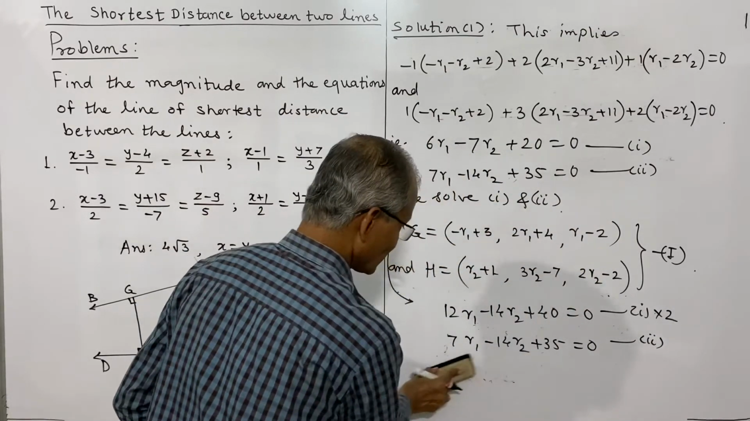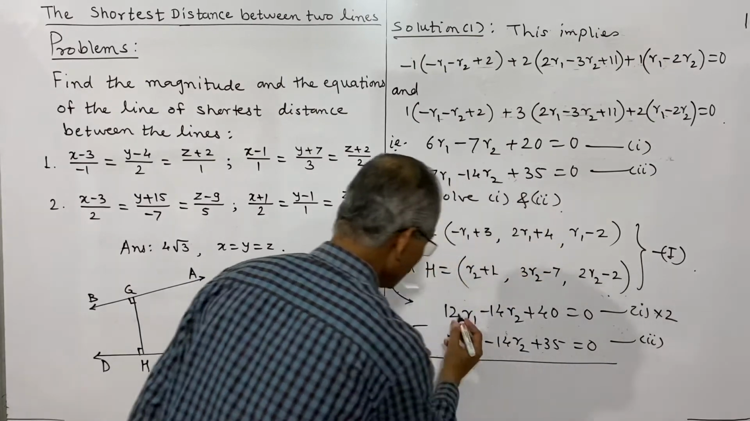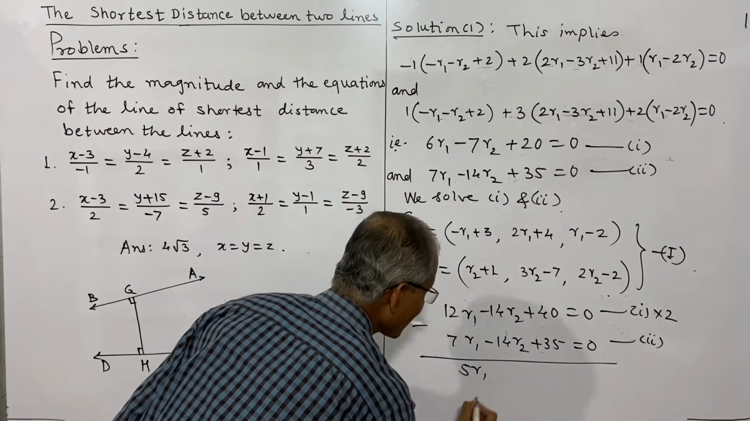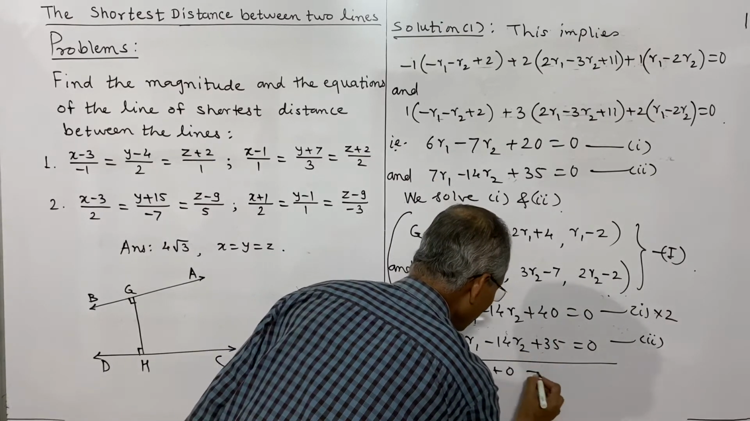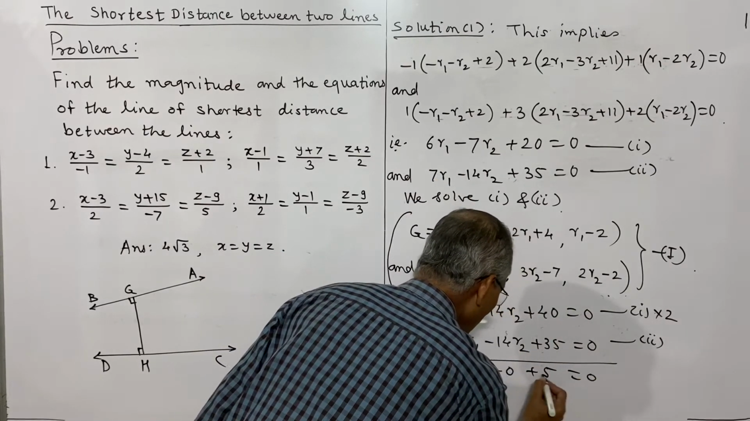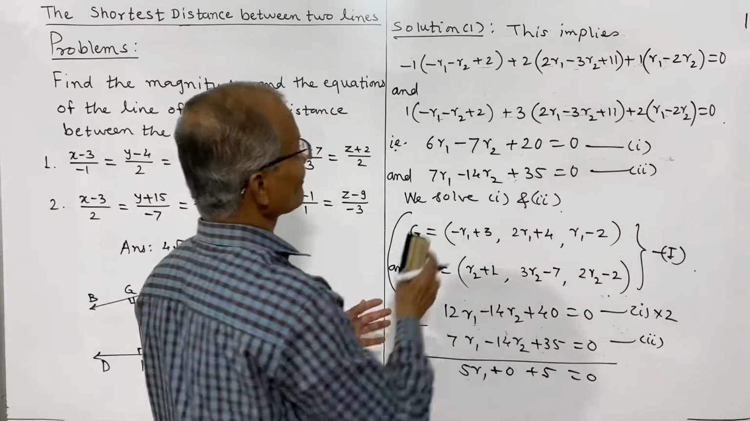So their subtraction will be, you see it is 5R1 and this cancels and it is plus 5 is equal to 0. 5R1 plus 5 is 0, means R1 is minus 1. So therefore R1 is minus 1.